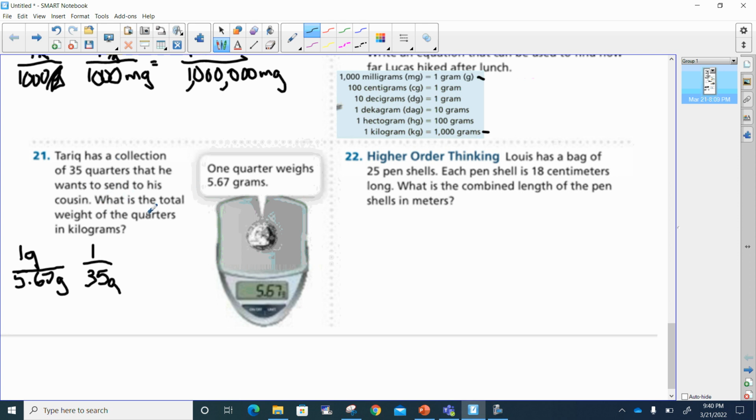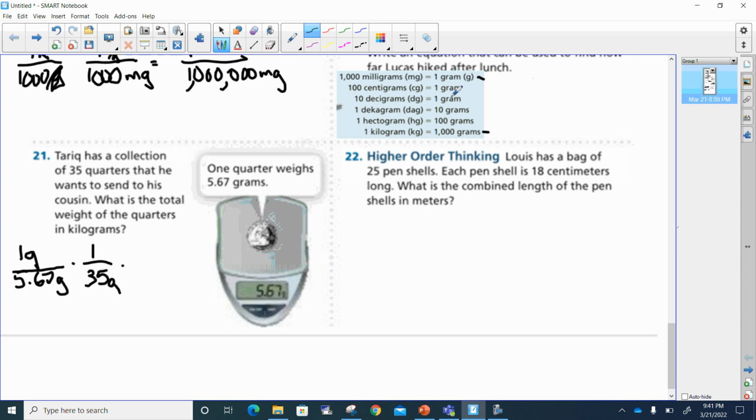He wants to send his cousin. What is the total weight of the quarters? So this is the total weight of the quarters, right? In kilograms. Oh, so we need kilograms here. Oh boy. We're going to have to take, we know that there's 35 of these. That's to get rid of the quarters. Then we're going to have to multiply it by the conversion to kilograms.